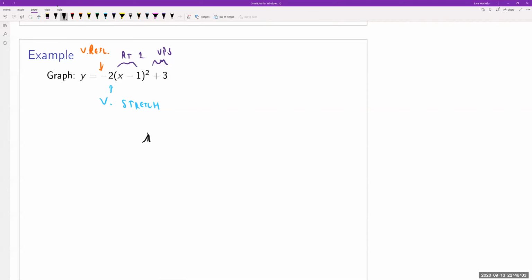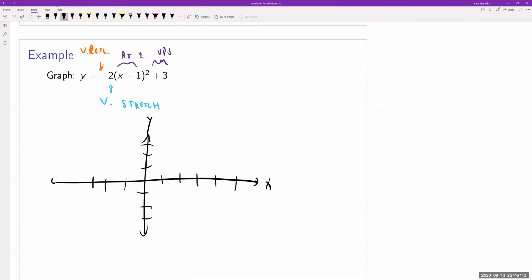So I'll take this parabola. The vertex is equivalent to the shift here, so that means I'll have 1, 3. It's going to be a downward facing parabola. I know this because I've got the negative out front representing a vertical reflection. And it's stretched out a little bit vertically. So we can go ahead and trace.